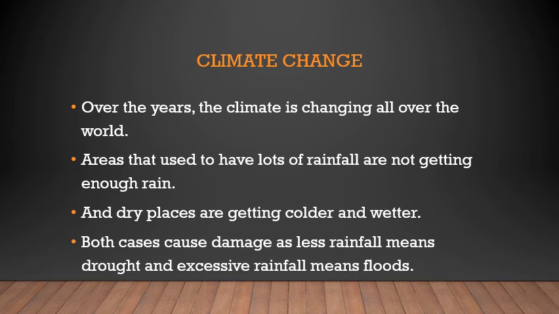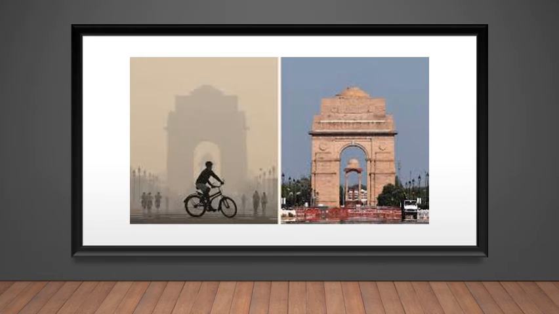Like that, areas that used to have a lot of rainfall are not getting enough rainfall, and dry places are getting colder and wetter. Okay, both cases cause damage, as less rainfall means drought and excessive rainfall means flood. Drought means when there is no proper water available, then there are no plants or crops growing, which in turn makes problems for human beings. Here you can see the same place, how it is now and how it was before, how the environment has changed in a particular place.